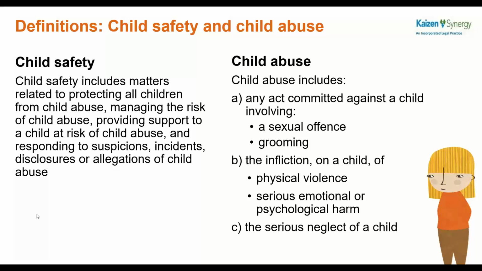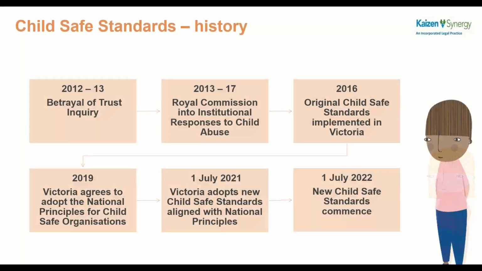Child abuse includes any act committed against a child involving a sexual offence or grooming, the infliction on a child of physical violence, serious emotional or psychological harm, or the serious neglect of a child. It is important to be aware of how broad child abuse is defined.